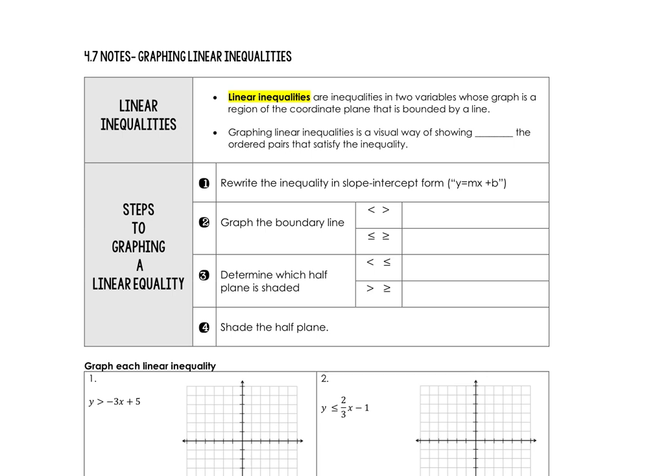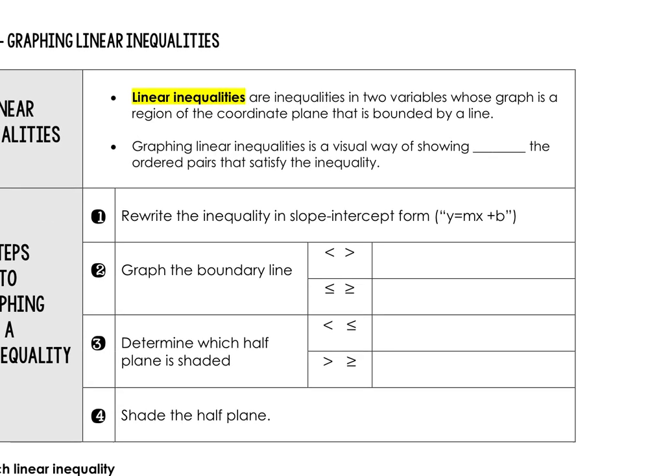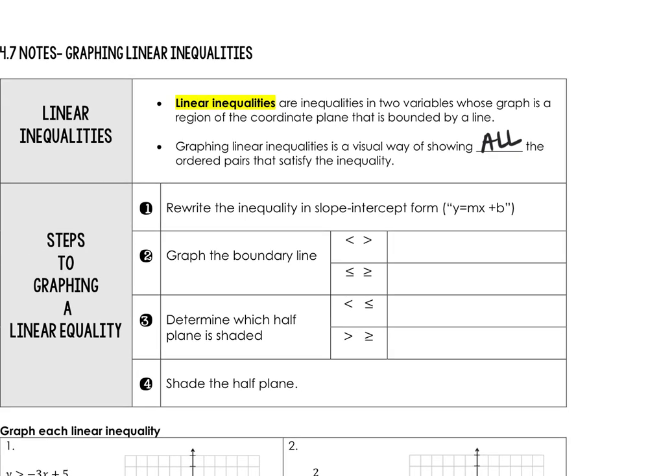So linear inequalities are inequalities in two variables whose graph is a region of the coordinate plane that is bounded by a line. So our inequalities now, instead of having an equal sign, we're going to have a less than, greater than, less than or equal to, greater than or equal to sign, okay? And we graph these linear inequalities because it's a visual way to show all the ordered pairs that satisfy the inequality.